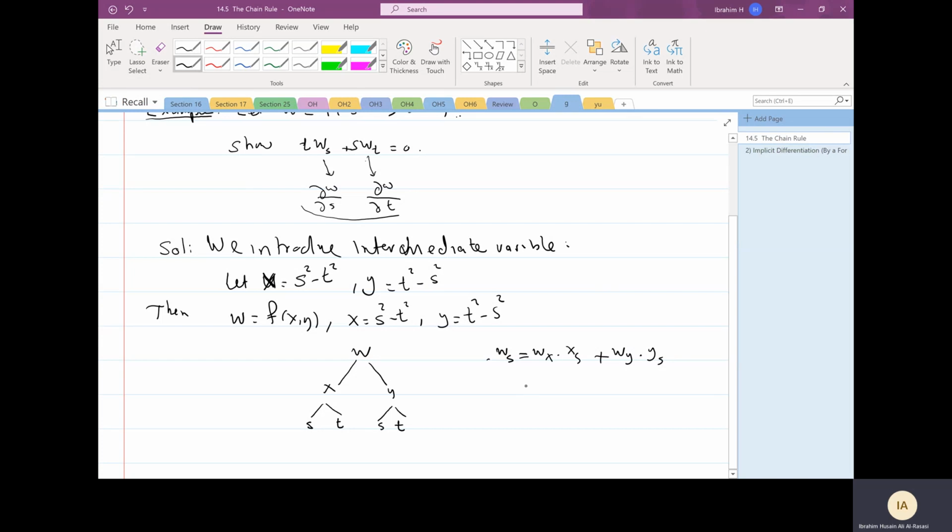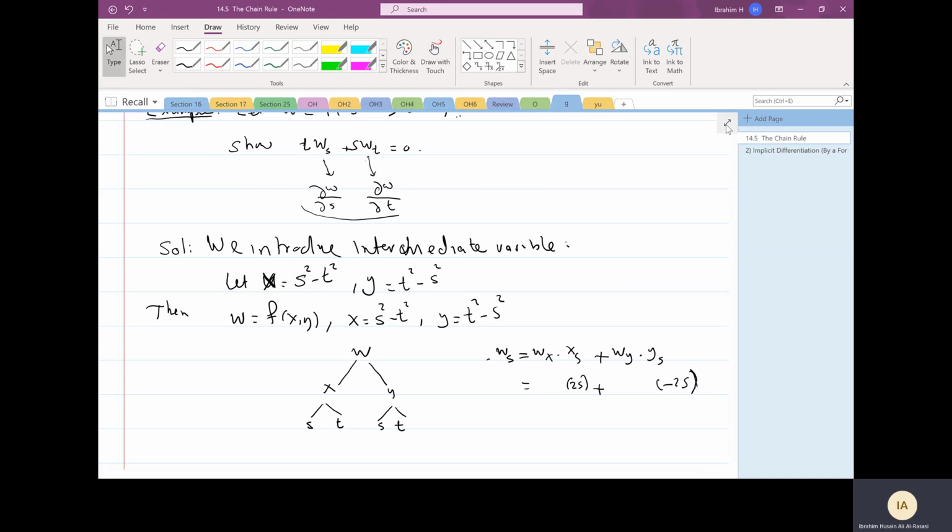Now let me compute W sub S. What is X sub S? I have X equals S squared minus T squared, so X sub S, the derivative of X with respect to S, is 2S. So I will write 2S here. Plus, what about Y sub S? Y sub S is minus 2S. So this is minus 2S.